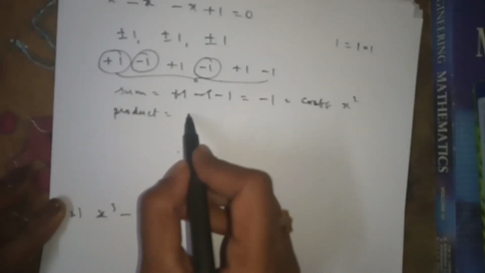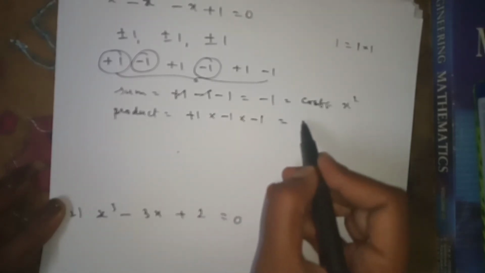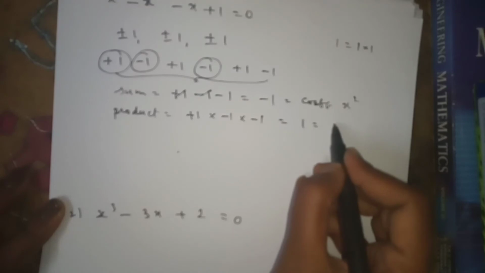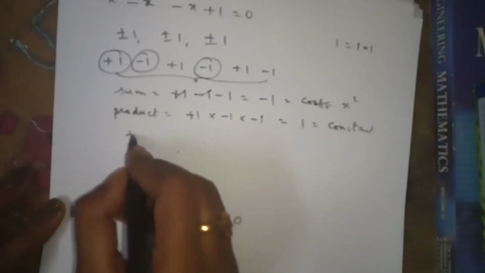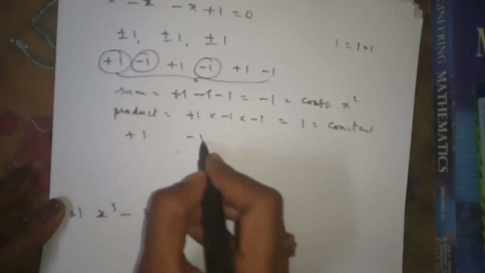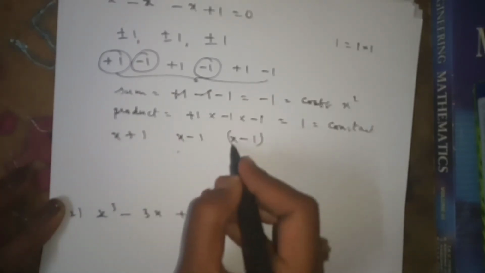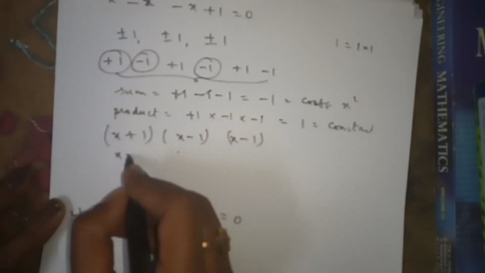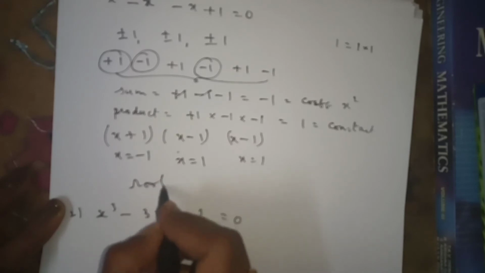Product: plus 1 into minus 1 into minus 1 is equal to minus into minus plus, 1 into 1 is 1, which is equal to the constant term. Now that means plus 1, minus 1, minus 1. x is equal to minus 1, x is equal to 1, x is equal to 1. Therefore, the roots are minus 1, 1, 1. In the same way, another one.